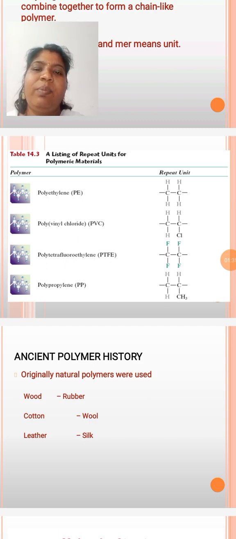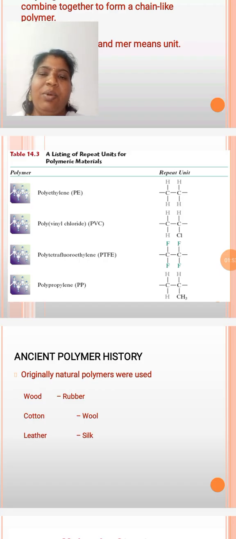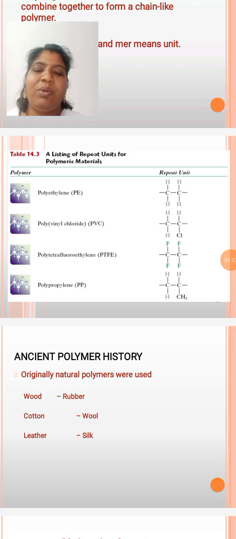If you consider polyethylene, your plastic covers, it is made up of ethylene combined together to form a long chain of polyethylene. It is prepared by addition polymerization. Like that, polyvinyl chloride, PVC, you have pipes and all, right? That PVC is made up of vinyl chloride, condensing together to give the polymer polyvinyl chloride.